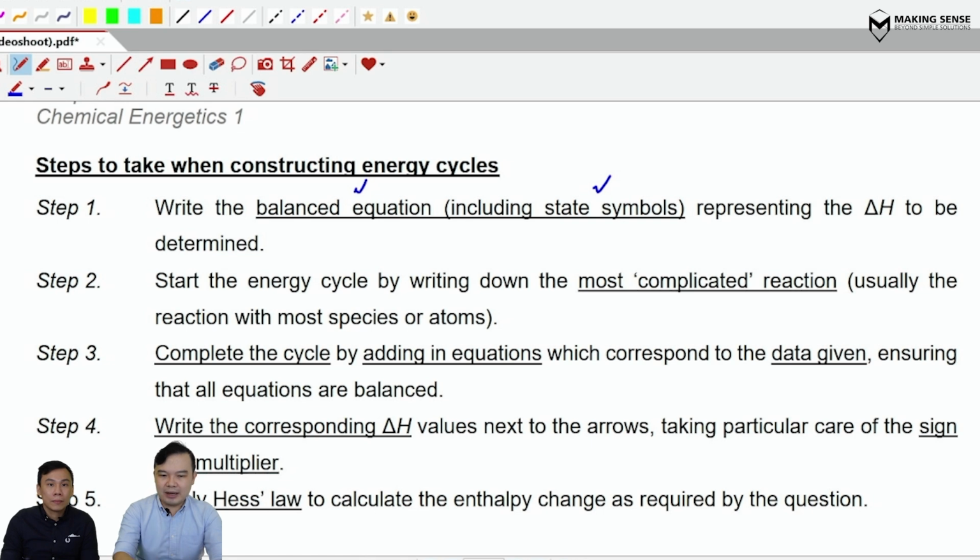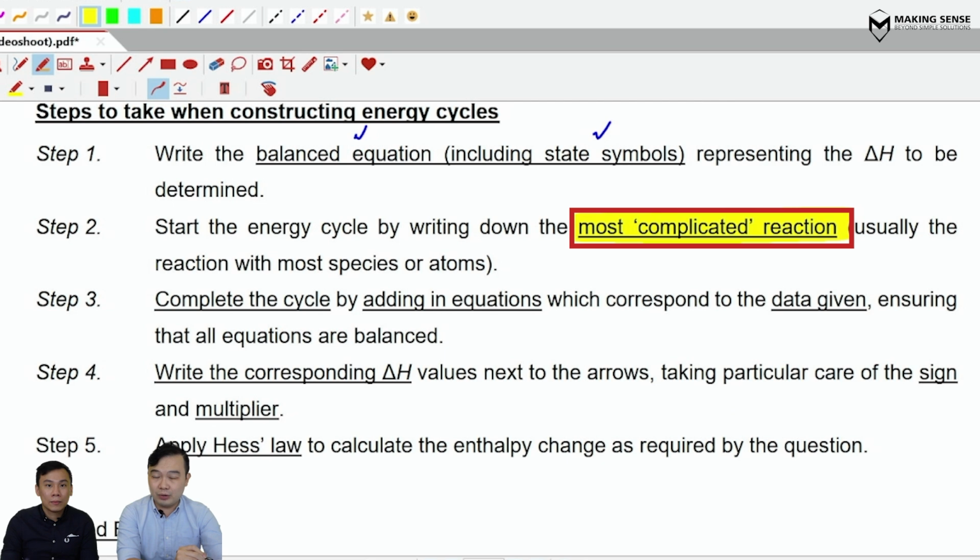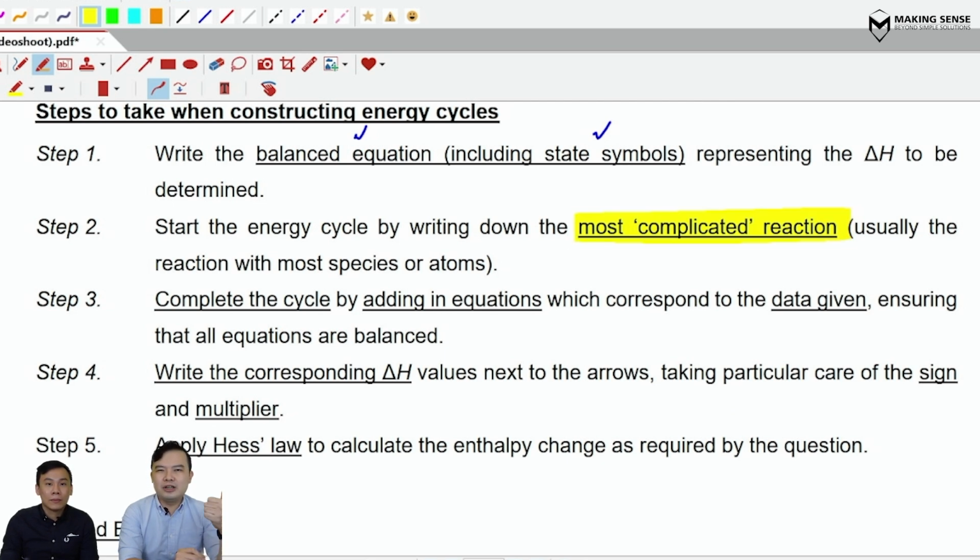Okay. Now the second step is going to be a bit new for you. We're going to start off with the most complicated equation. Now what do I mean by that? Generally, the most complicated equation should be the one that probably has the most number of atoms, or the stoichiometry is going to be the largest.